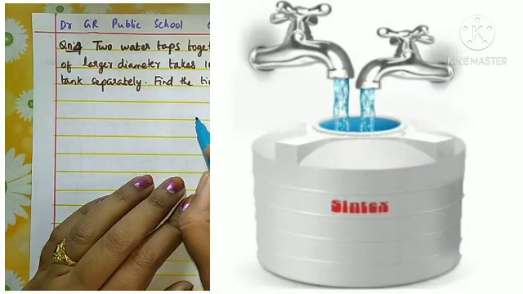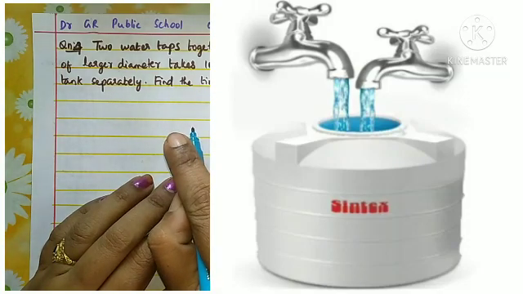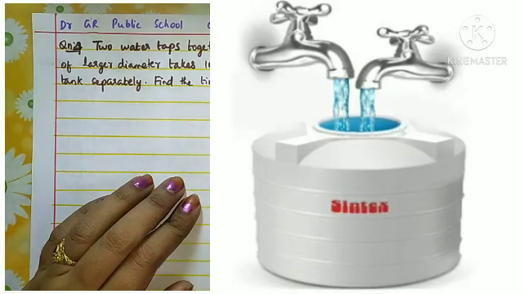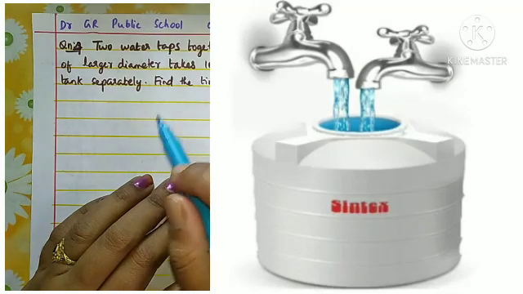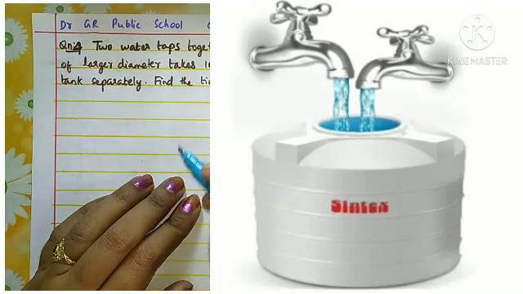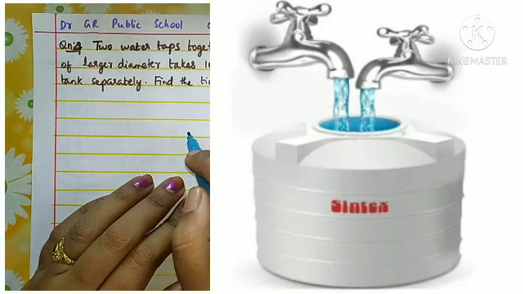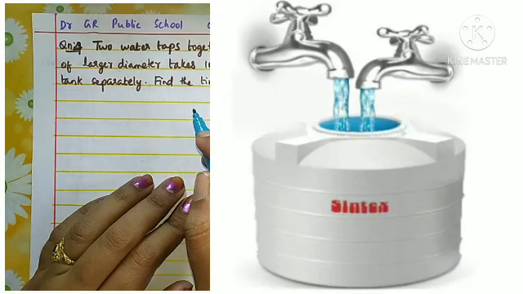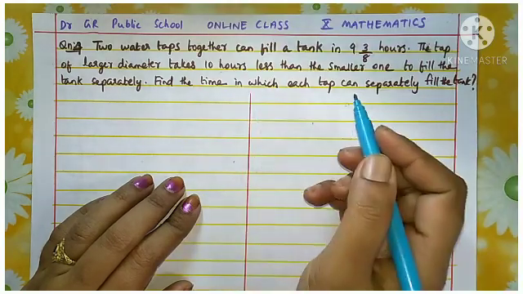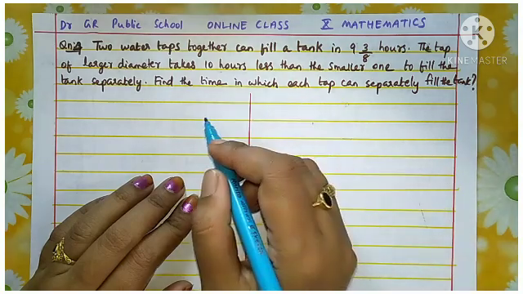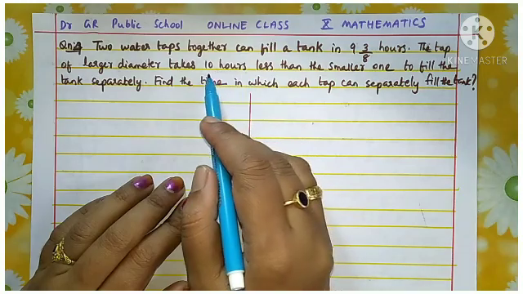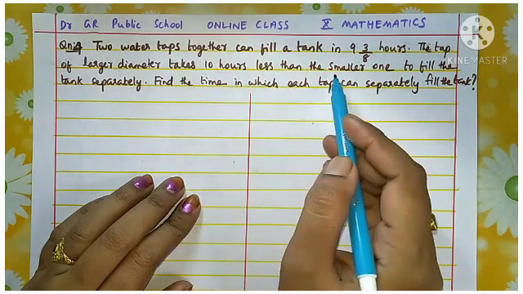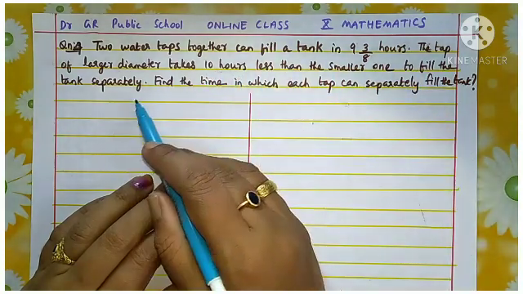So from this what you can understand, one is a larger tap and the other is a smaller tap. And when the larger tap is there, what is the meaning then? The larger tap can fill the tank very fast, correct? Because more amount of water we will get from the larger tap. So that larger tap can fill faster than the smaller tap. Okay, so here it is given the larger tap can fill the tank 10 hours less than the smaller one to fill the tank separately.